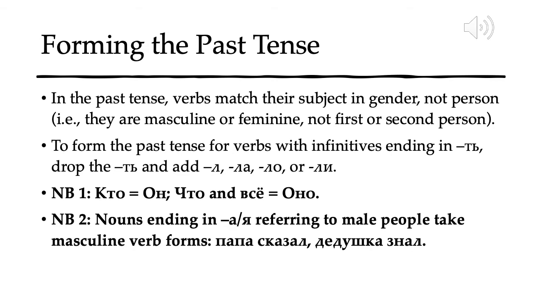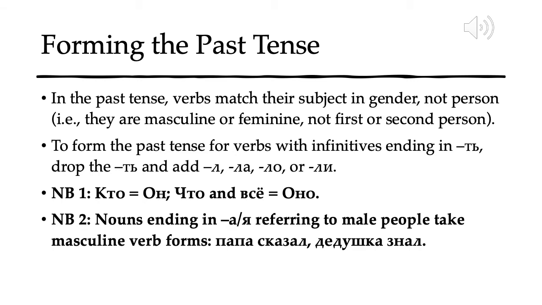A couple of important things to keep in mind are that кто, who, is always masculine, and что, what, and всё, everything, or all, is always neuter. So кто always takes the он endings, and что and всё always take the оно endings.